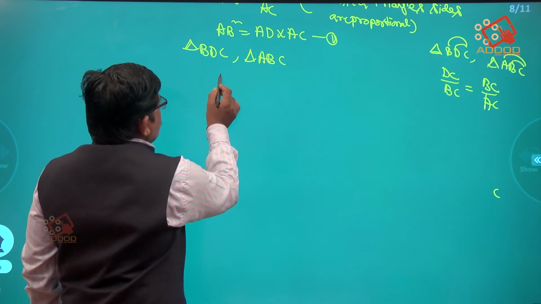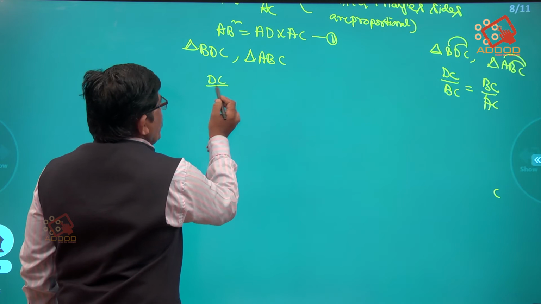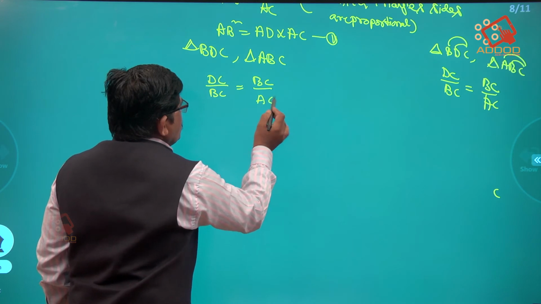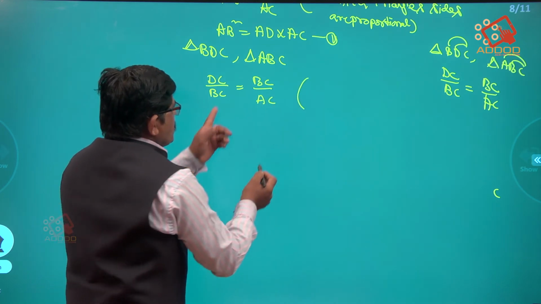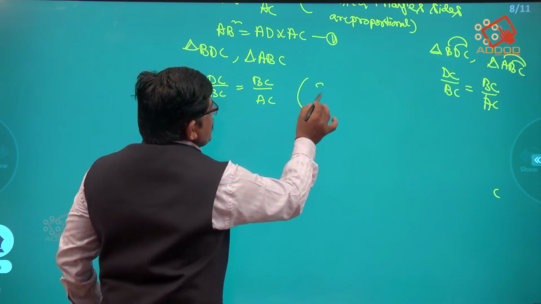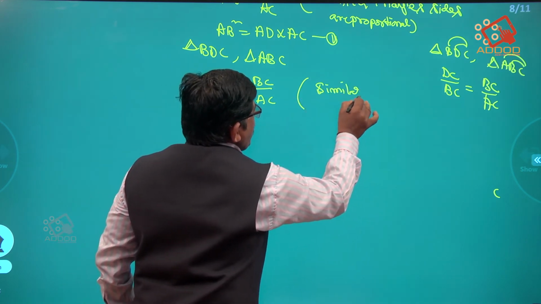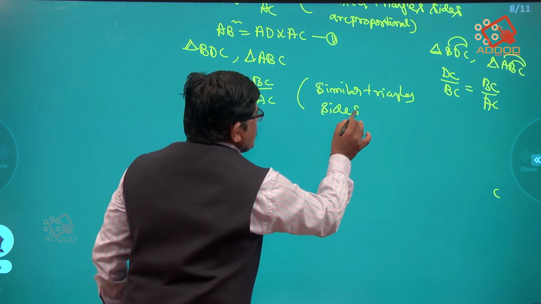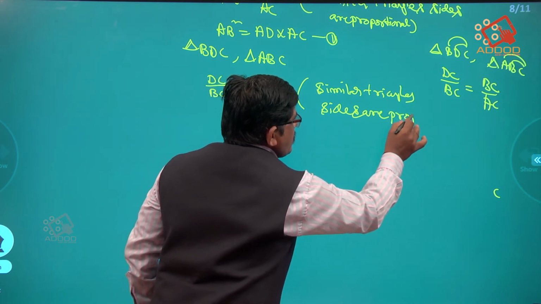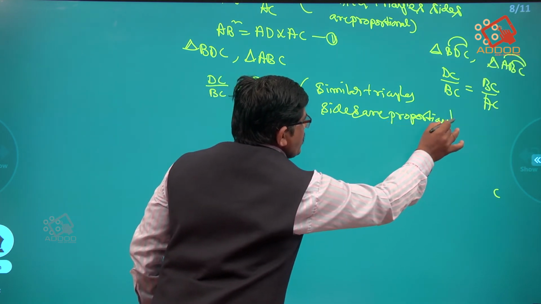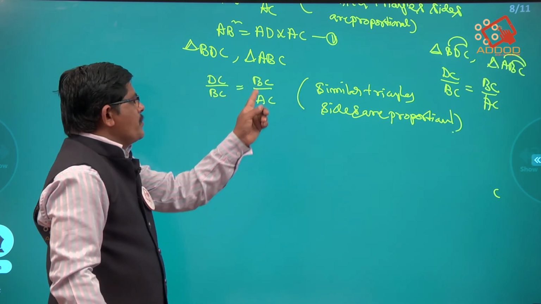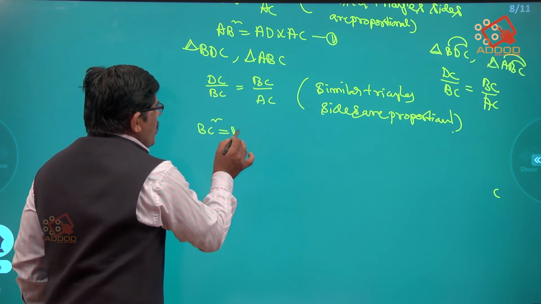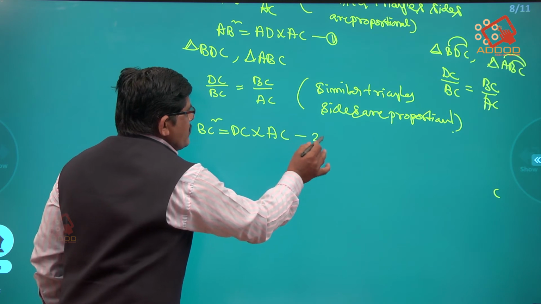Therefore write DC by BC is equal to BC by AC. Here it is equation number 2. What is the condition right here? Those two triangles are similar. Sides are proportional. DC by BC is equal to BC by AC. Cross multiplication: BC square is equal to DC into AC. This is equation number 2.